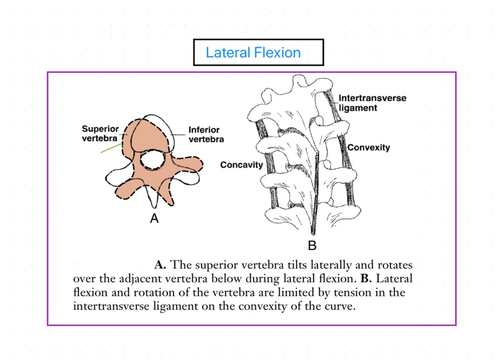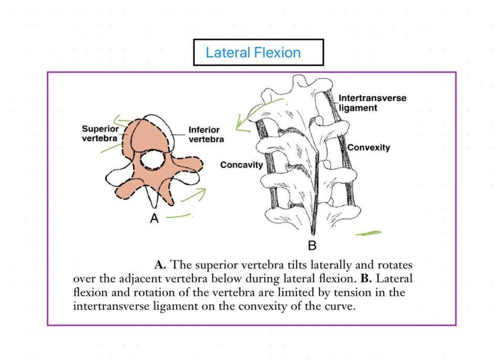So here in lateral flexion, you can see the superior view and this one is the posterior view. The colored one is the superior vertebra, and this is the inferior vertebra, which stays in its position. So during lateral flexion, what will happen here? The superior vertebra tilts over and also rotates. Tilting you can find in this view, and rotation you can find in the superior view. It rotates over the adjacent vertebra below.